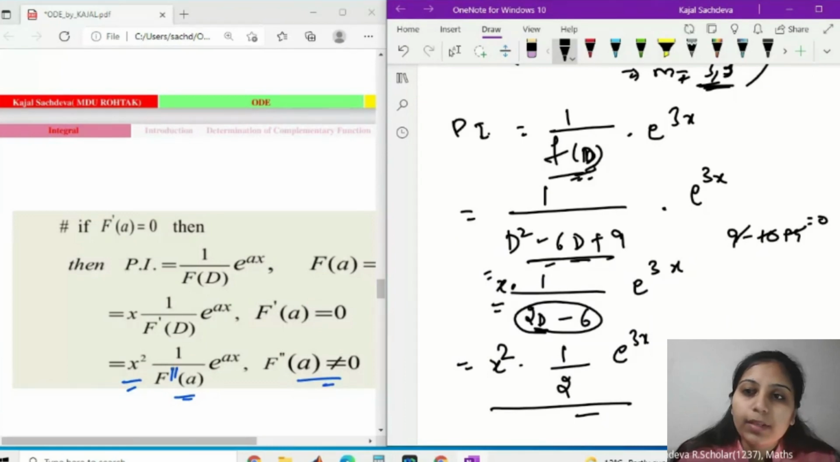So we have here the complete solution. CF can be written as both the roots are equal.